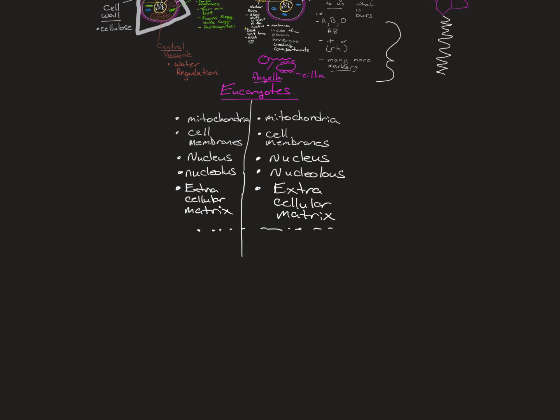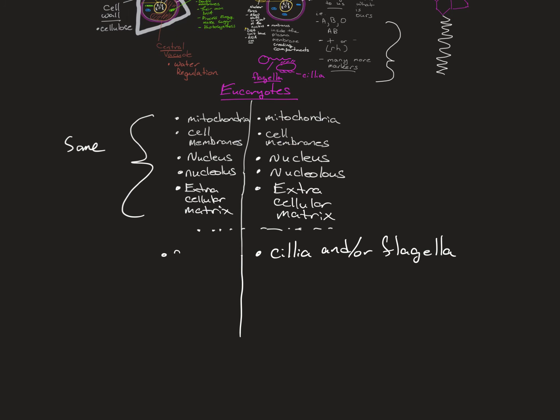So one of the things that's different, so these are the same, is that these guys have cilia and/or flagella. All right. But this other kind has cell wall. This has chloroplast. This has central vacuole.